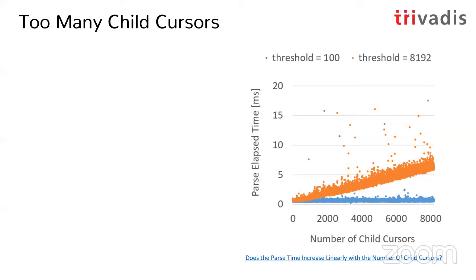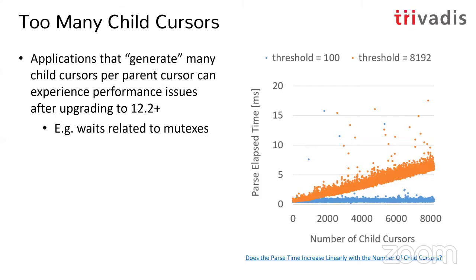increases with the number of child cursors. That, of course, if you have an application which has a lot of child cursors and it parses a lot, might be a problem, because at the end, if you have a lot of parses going in the same parent cursor, you might get some concurrency issues. In new releases, basically, you will see some waits related to mutexes.